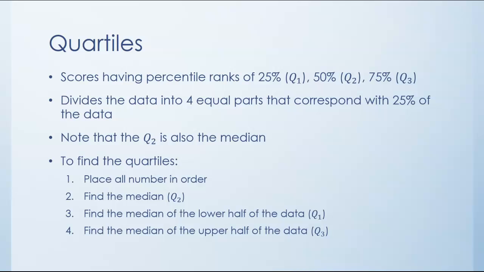That's our Q2. And then we find the median of the lower half, and then we find the median of the upper half of our data. So the lower half of our data would be our Q1, the upper half of our data would be our Q3. So to give you an example of this, we're going to do two examples, one with odd numbers and one with even numbers, and see how that works out.